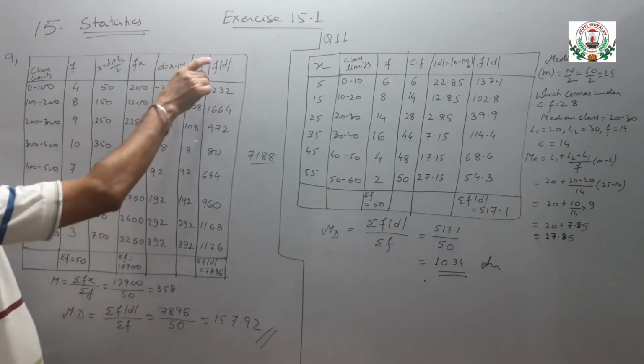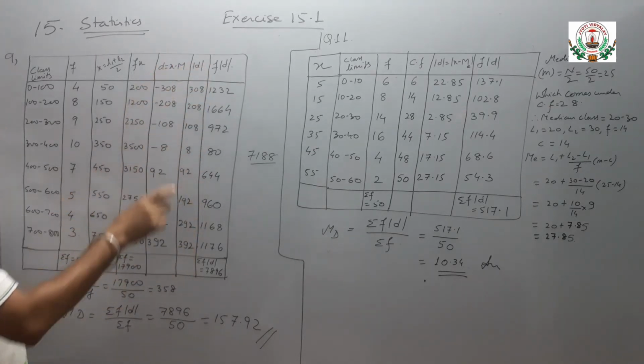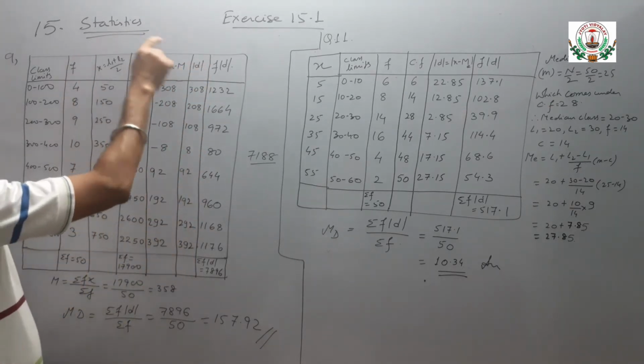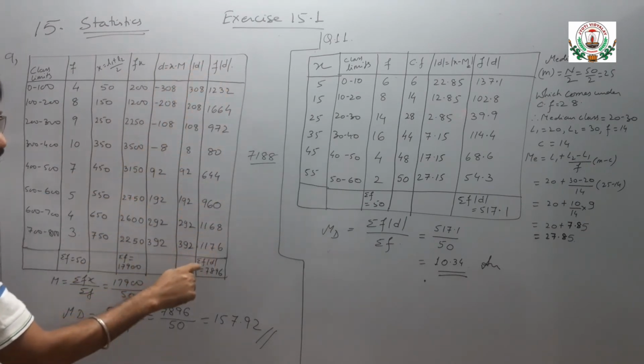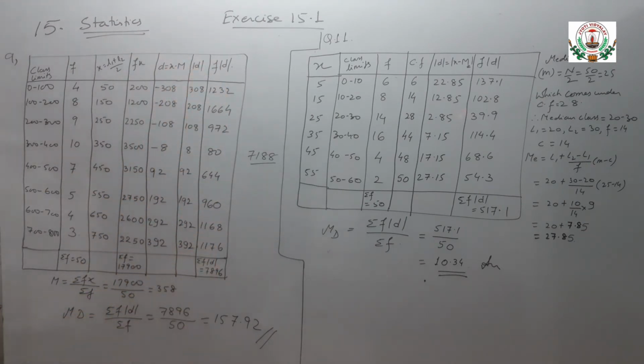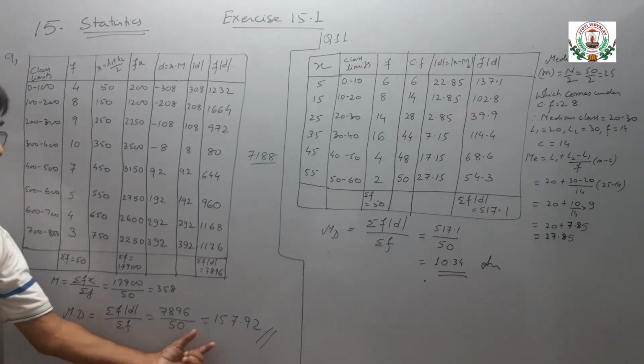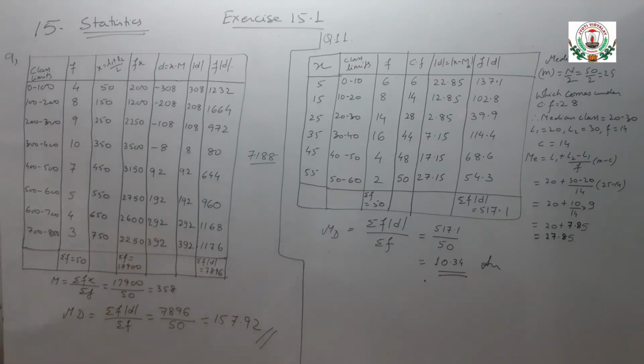Now take the modulus of all these deviations, and multiply f into modulus of d and get the final value of summation of f into modulus of d. That is 7896. Apply the formula and that will be your answer, 157.92.